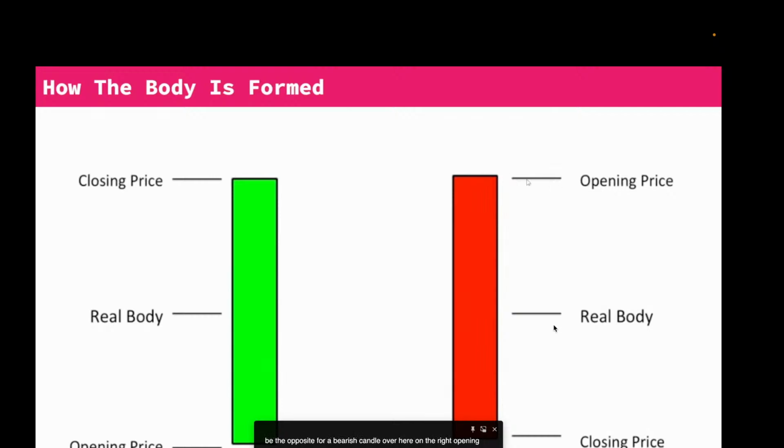Opening price would be at a higher price and it would be closing at a lower price. So it opens up here, and then all along the time frame while the candle is forming, it is moving, and then closes at this price, all while forming the body of the candle.